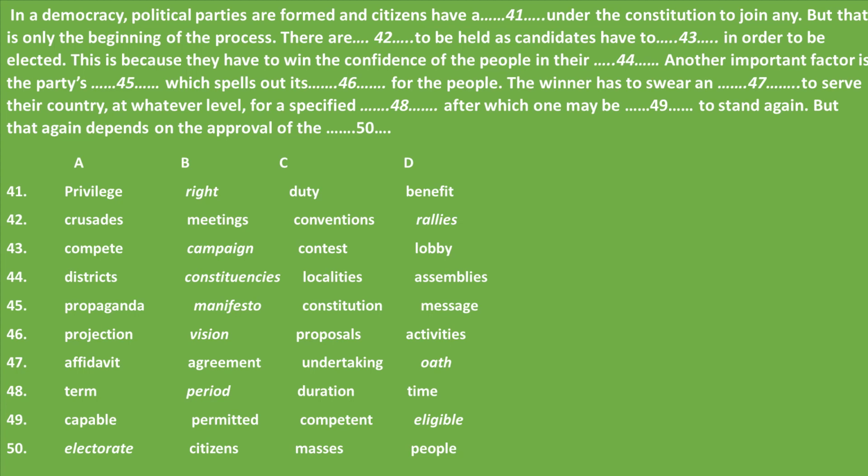There are dash to be held as candidates have to dash in order to be elected. This is because they have to win the confidence of the people in their dash. Another important factor is the party's dash, which spells out its dash for the people. The winner has to swear and dash to serve their country at whatever level for a specified dash, after which one may be dashed to stand again. But that again depends on the approval of the dash.